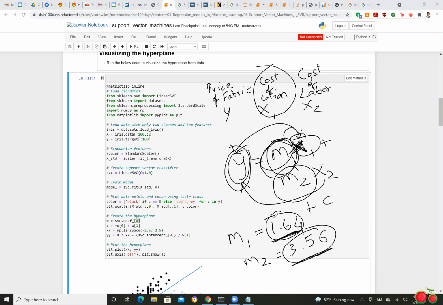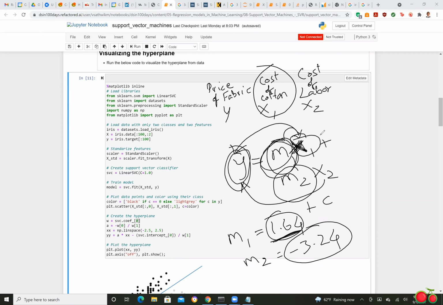Now, intuitively, I'll ask you a question. Let's say my M2 is, this won't be true in reality, but let's assume this is minus 3.24. What does this tell you? Minus 3.24. Any guesses, anyone? So the influence is in magnitude definitely more than the cost of cotton. But what does the minus sign tell you?